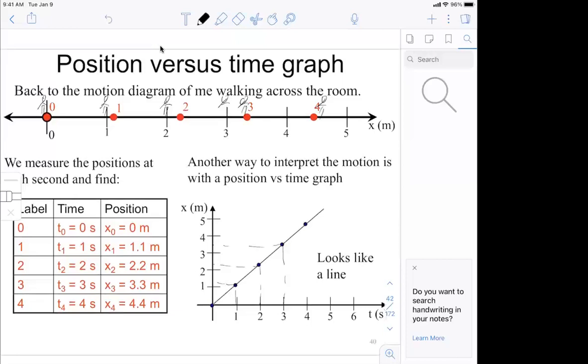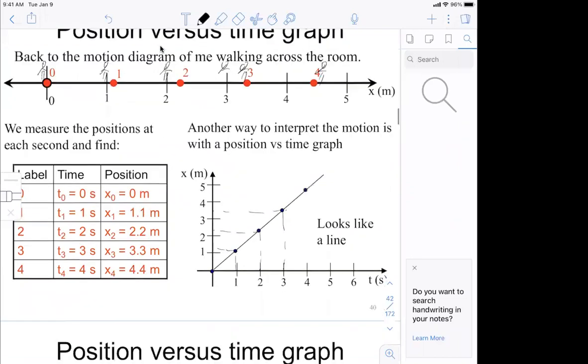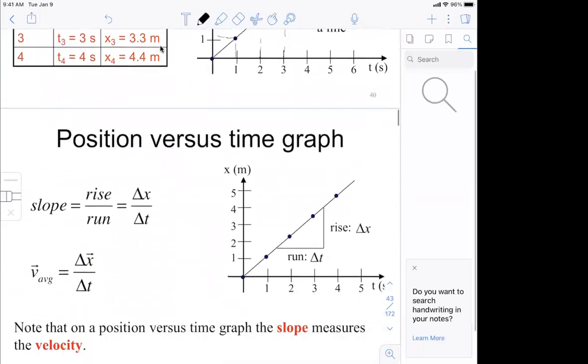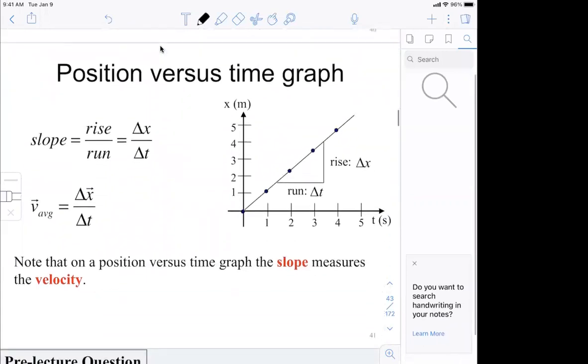By connecting these dots, you realize the position versus time graph looks like a straight line. So that is telling me something. Information can be read from this graph: I have moved equal distances in equal time intervals, showing that I'm walking through space with a steady speed, a constant velocity. So from a position versus time graph, you can read the velocity.